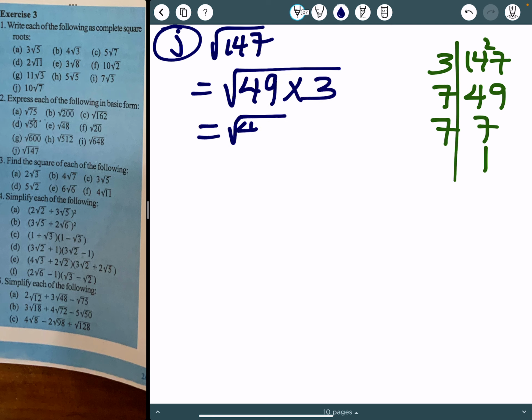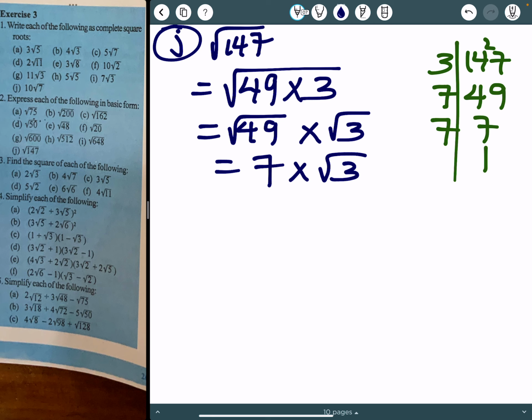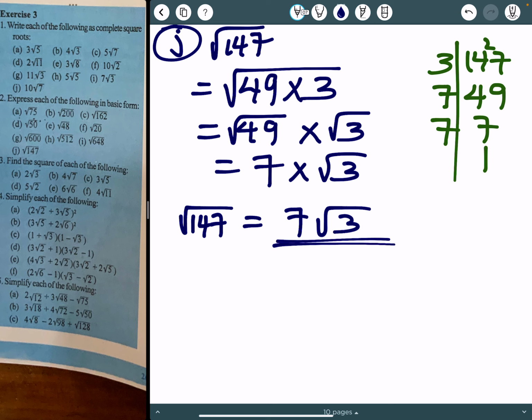What does that give me? I'll separate it into root 49 times root 3. The square root of 49 is what? 7. That means root 147 in the basic form is what? 7 root 3. So you did the exercise yourself.